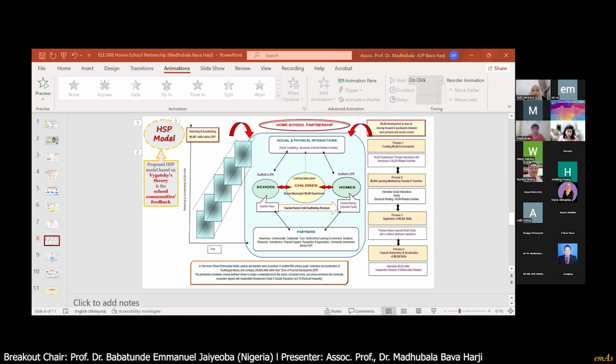Okay, what's the next level that you plan to take this research to? We are looking at copywriting the model and coming up with guidelines based on feedback that we would like to get from the schools and parents. Okay, so we are drawing up guidelines.